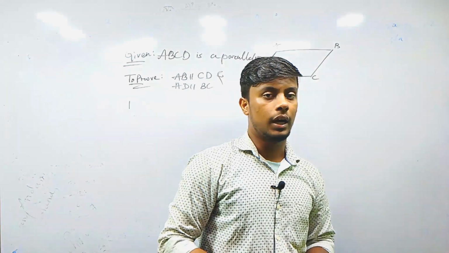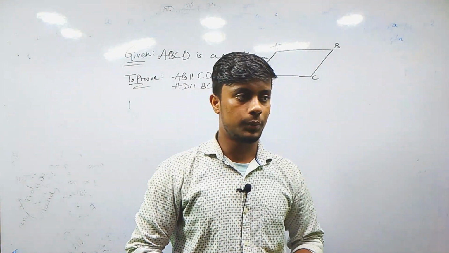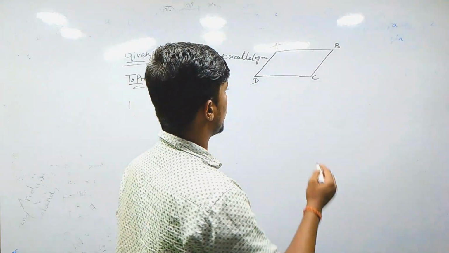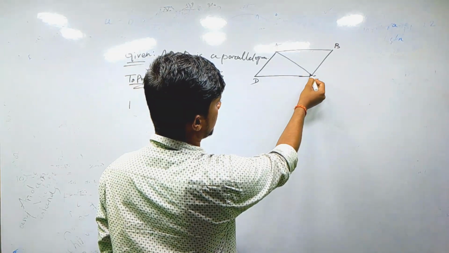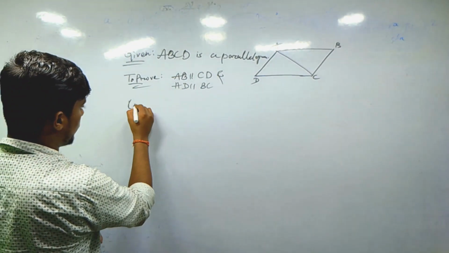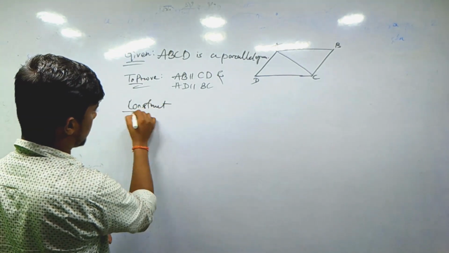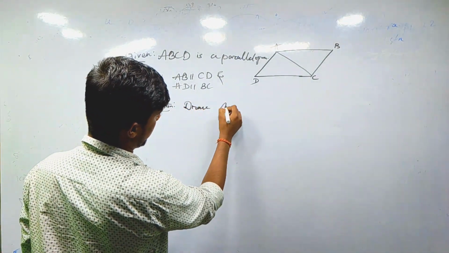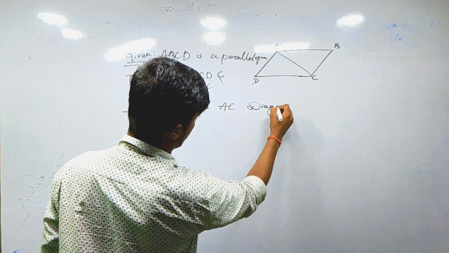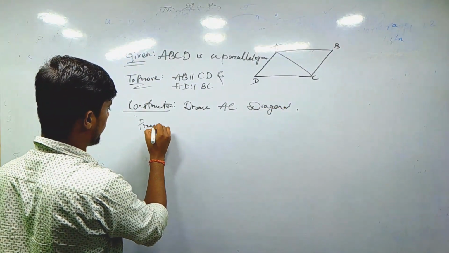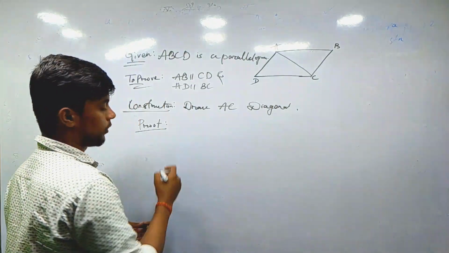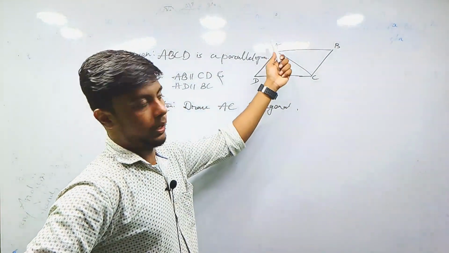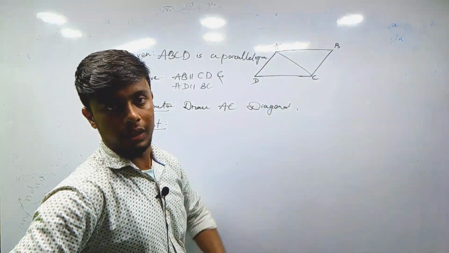Right now we already know about the congruency of triangles and the properties of congruency of triangles. So here we will make a diagonal AC. In construction we will write: draw diagonal AC. Then we will prove it. Okay, look. Here in the parallelogram, ABC and ADC are two triangles.